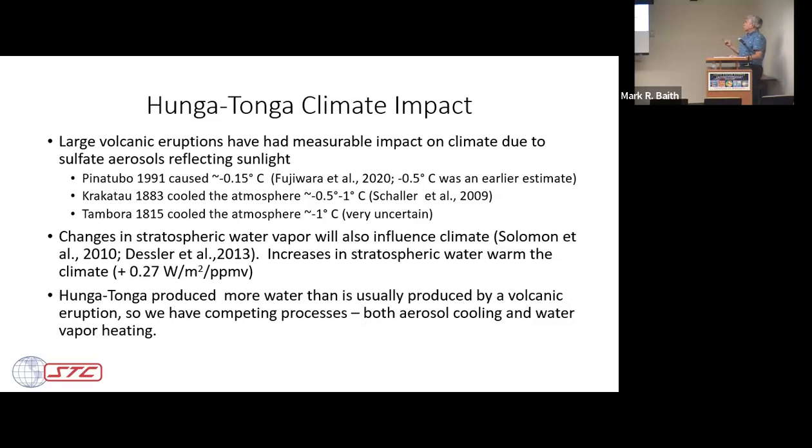And Dessler's paper in 2013 quantified that the effective water vapor is about 0.27 watts per meter squared per ppmv in the lower stratosphere. And of course, if it's more water, it heats, and if it's less water, it cools. So Hunga-Tonga produced more water than is usually produced by a volcanic eruption, but we have a competing process. It produced less aerosols. So we have less aerosols and more water. So that's kind of interesting.